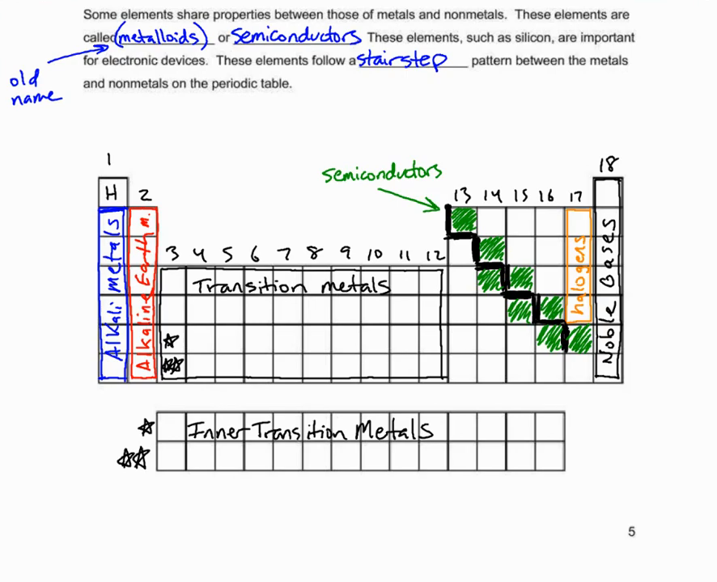So let's label our general things. So we have nonmetals and we have metals. So everything nonmetals, it's all of this stuff over here. These are all nonmetals. And everything to the left of the stair step is metals. So metals tend to be towards the left side of the periodic table and towards the bottom of the periodic table. Nonmetals tend to be towards the top right.